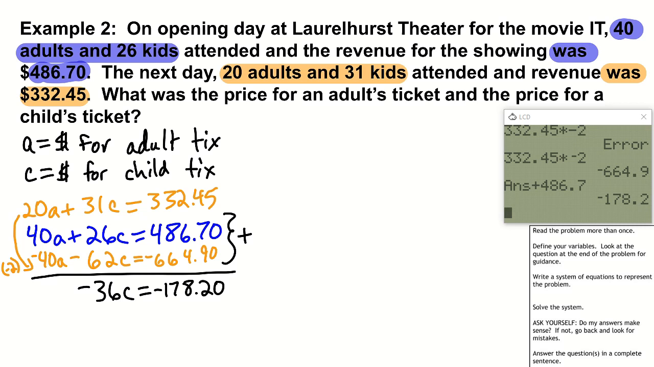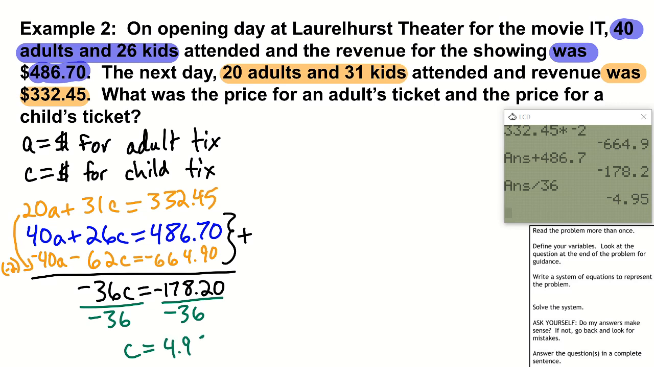All right. Then the next step is to divide by -36 to isolate my C value. So I'll get C is equal to, so I'm going to just write 36, but remember that it's a negative. So it's 4.95. A child's ticket is $4.95. Questions?